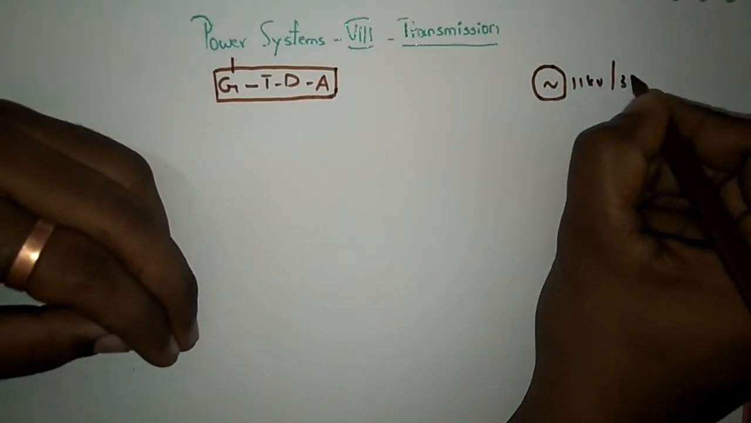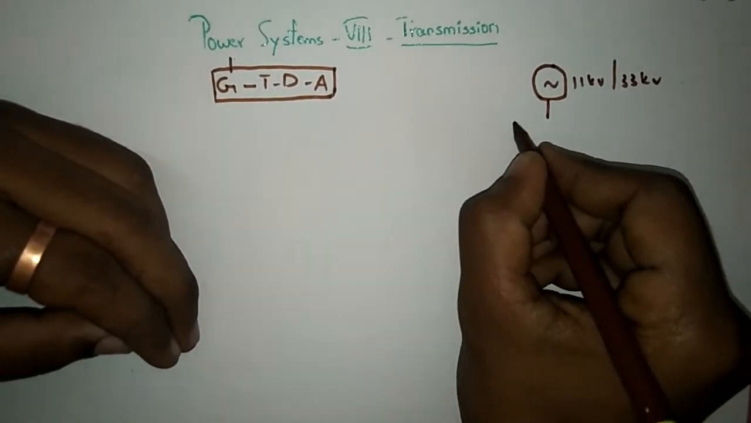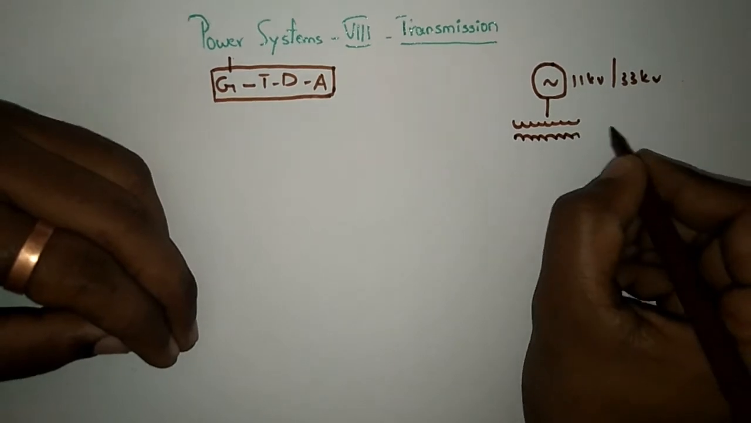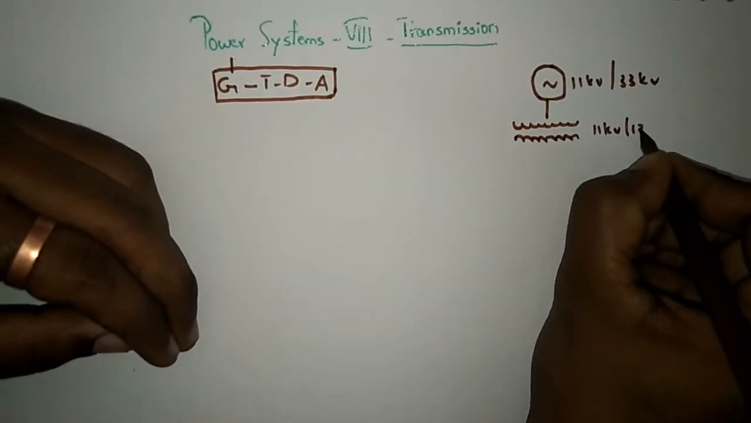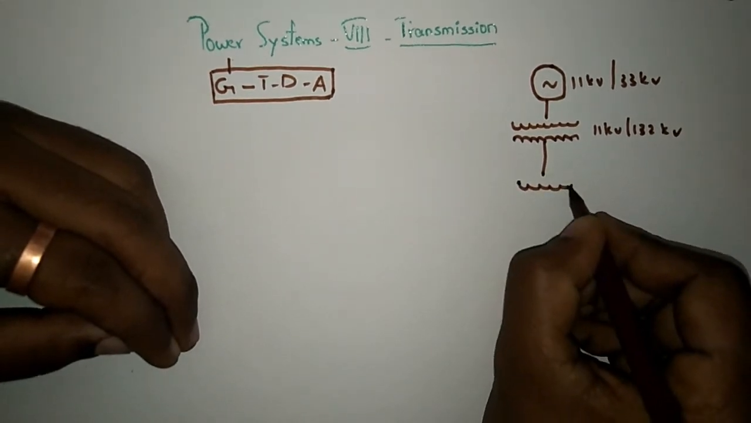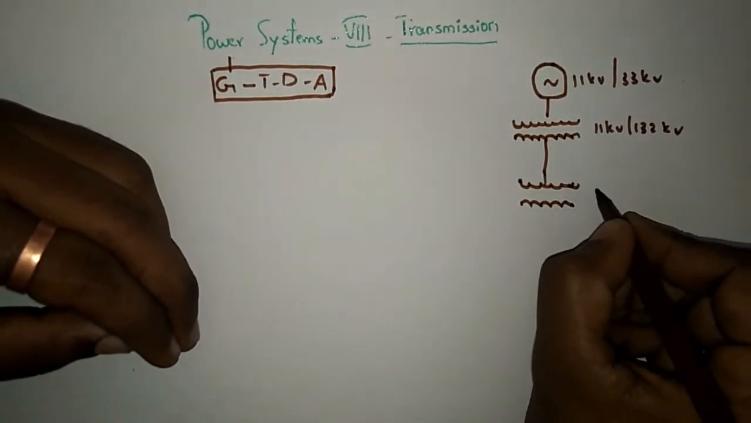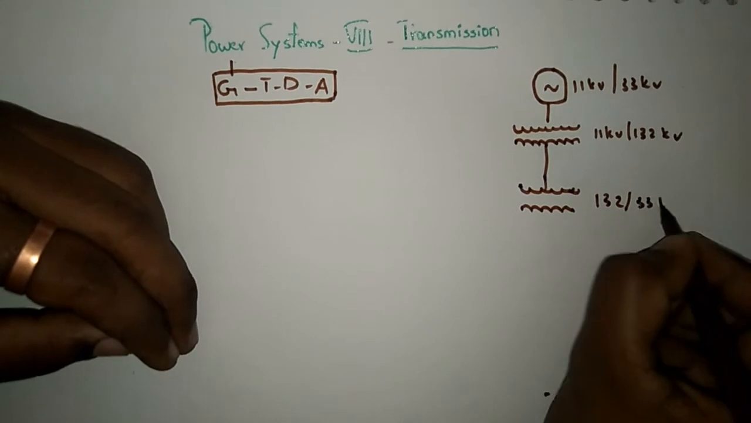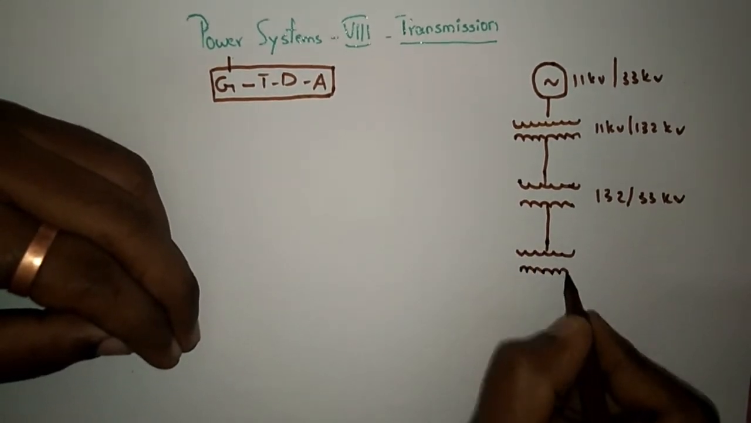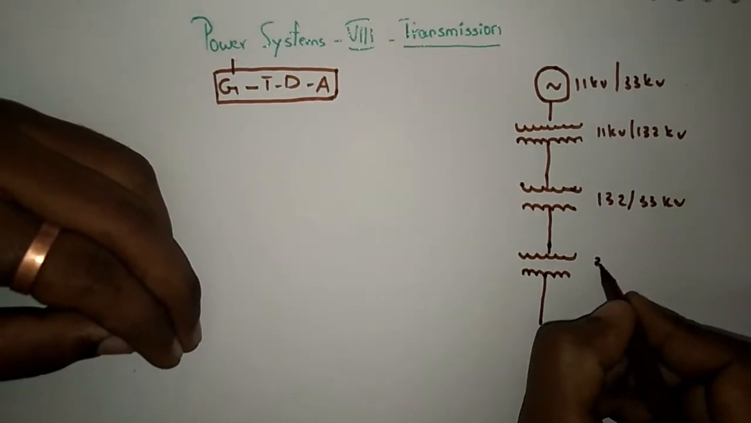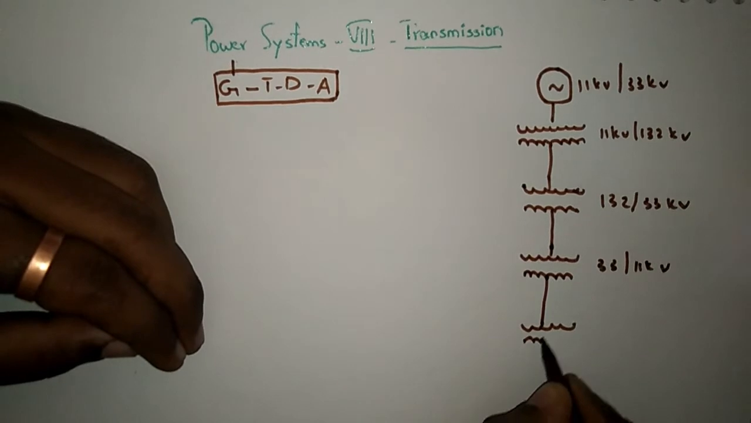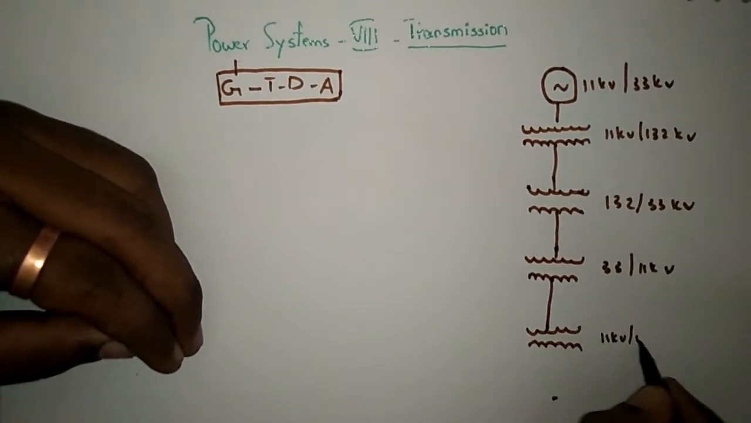So the generating station may be of 11 kV or 33 kV. So from there, immediately we can find a transformer. Usually these are step-up transformers. These will convert 11 kV to 132 kV. From there you can see 132 kV to 33 kV, 33 kV by 11 kV, to 400 volts.